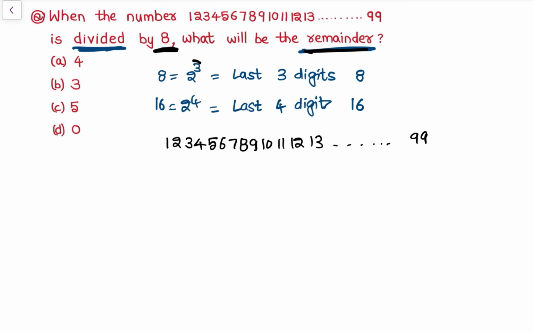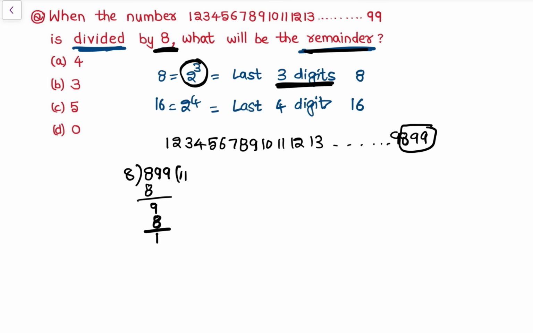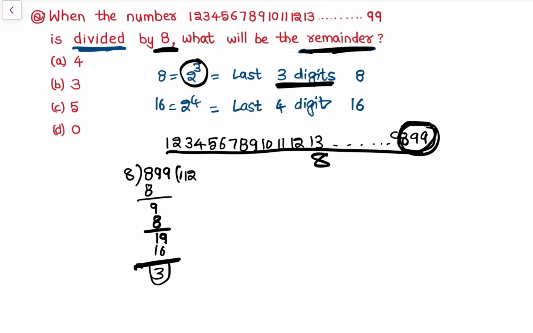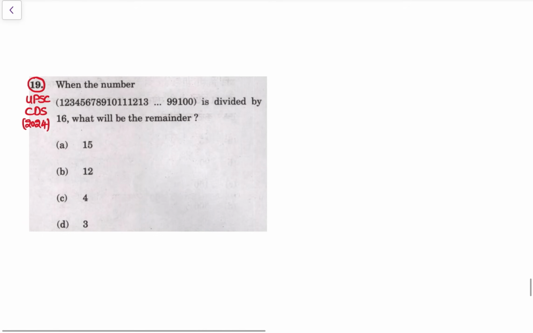What is the remainder? See, for 8 we take the last 3 digits. The last ones would be 98, so the last 3 digits are 899. So 899 divided by 8. See, 8 ones are 8, and 9. 8 twos are 16. So the remainder is 3. If the entire expression is divided by 8, there is no need to check all these things. We checked the last 3 digits. So the remainder is 3, 3 is the answer. Now let's check the next question, you will get more clarity.